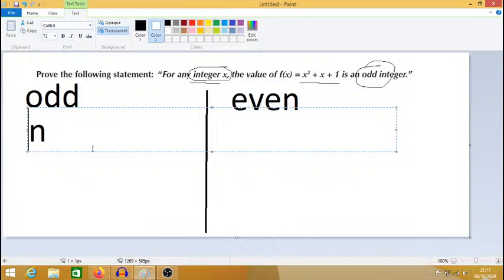I can't just put in n, there's no guarantee that n would be an odd number. How can I guarantee that the number I put in is an odd number?